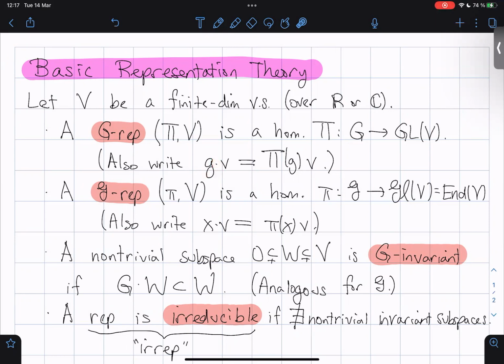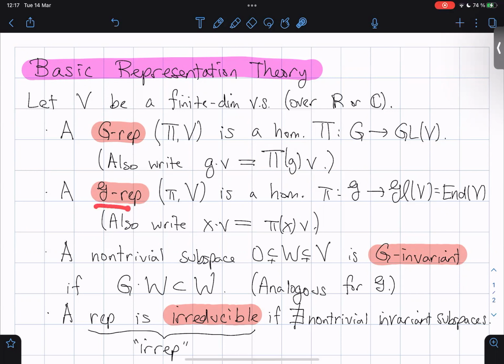This is so instead of writing all this pi all the time. So pi of g is an invertible linear transformation. It acts on V. But this is a bit of a mouthful, so I'm going to shorten it to g dot v. A G representation is an action. It's a way of specifying how G acts on a vector space.